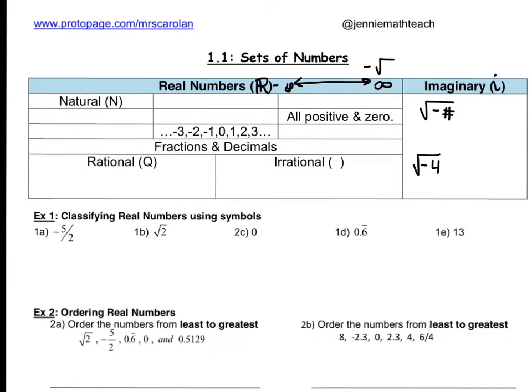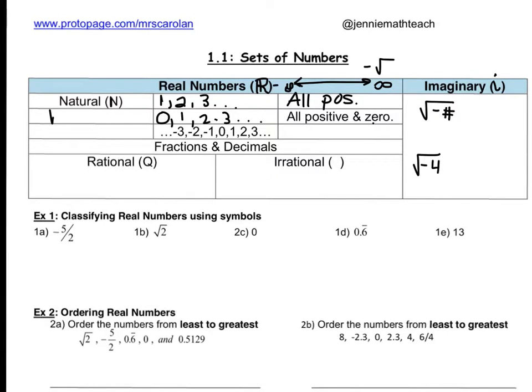So the first set of numbers is represented by a capital N for natural numbers. It's the numbers you learn when you're first learning how to count. So like 1, 2, 3, all of those numbers are all positive. Then we get to include the 0. So we start with 0, 1, 2, 3, and so on.